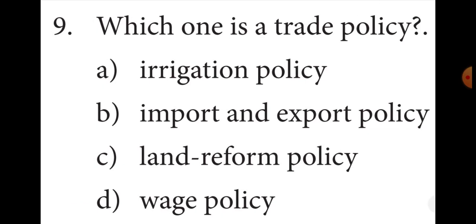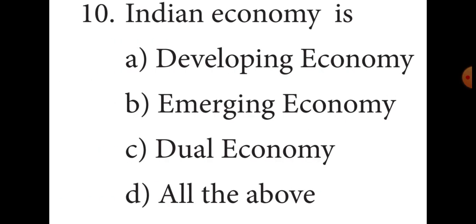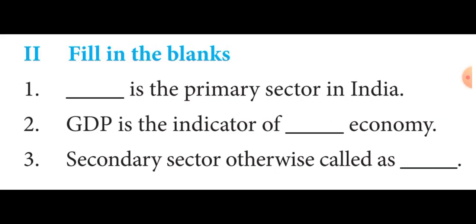Then the last question, the Indian economy is all the above. That means developing economy, emerging economy, dual economy. The answer is D option, all the above. Then fill in the blanks. Dash is the primary sector in India. The answer is agriculture.